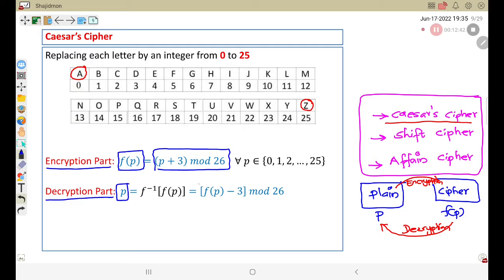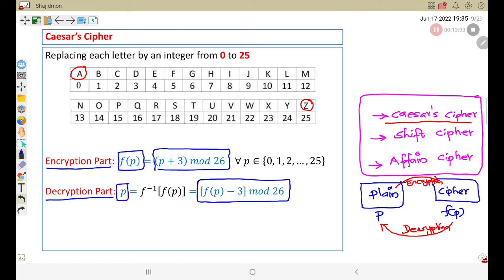What is the rule here? f of P minus 3, the reverse process, correct? So that is why f of P, that means the cipher text number minus 3, because it is the inverse process, mod 26. Okay, so this is the idea of Caesar cipher for the encryption and decryption part.